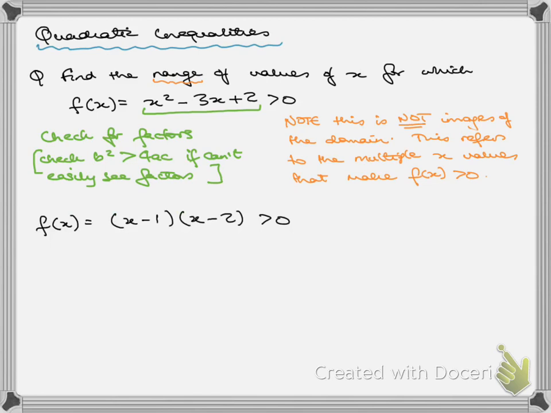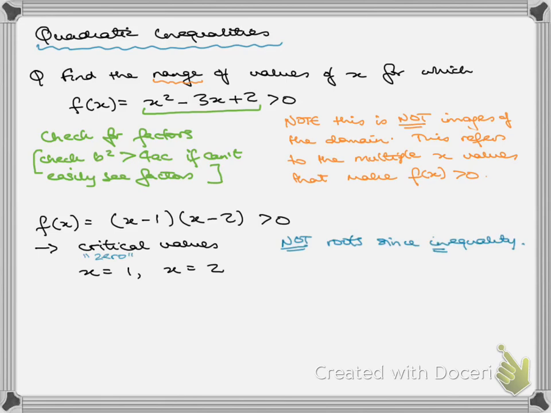So, rewriting f of x in terms of its factors, we get f of x is equal to x minus 1 in brackets by x minus 2 in brackets is greater than 0. This leads us to the critical values x equal 1 and x equal 2. These are also called the zero values. Please note that they are not called roots, since f of x is not equal to 0 here, but rather it is an inequality. So let's drop those two critical values on a number line.